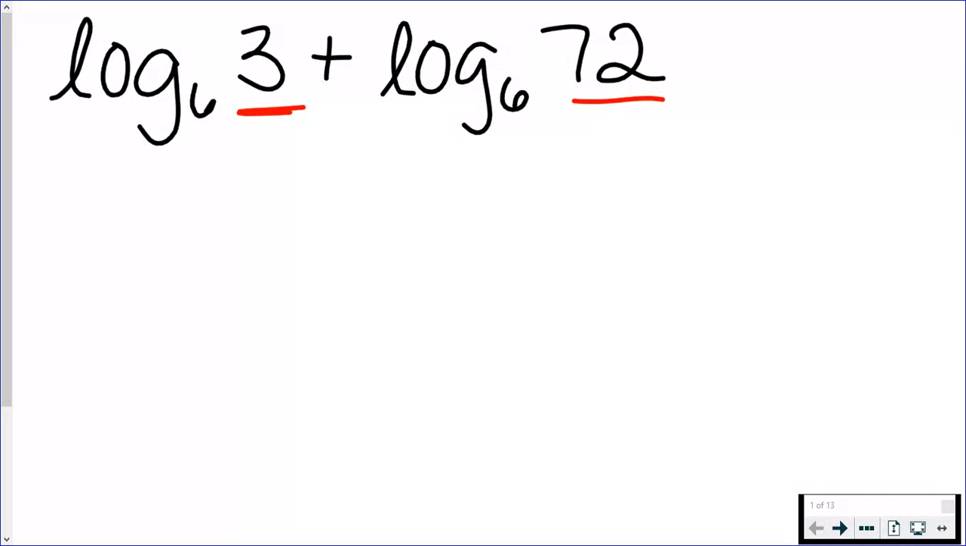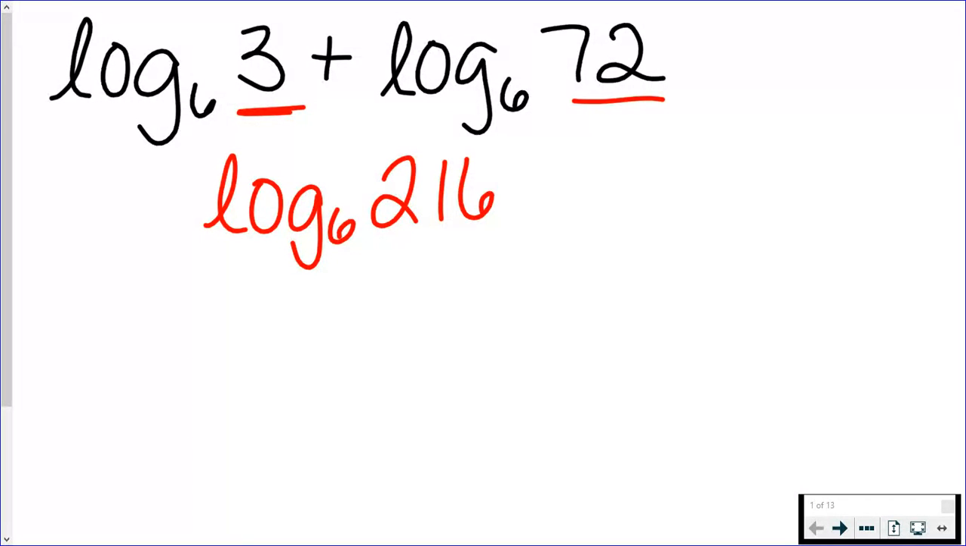So the way the product property works is I'm going to take these logs and write them as a single log by multiplying 3 times 72. When you combine them into a single log, the base is still 6. Don't add, don't multiply, anything with your bases. Keep the bases the same. All I've done is multiply the 3 and the 72. And now I can evaluate this log.